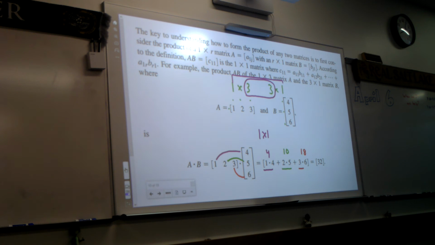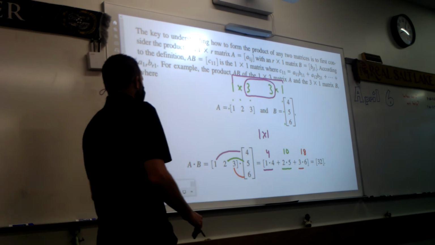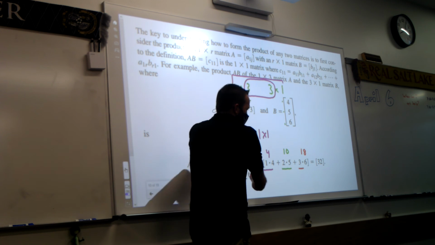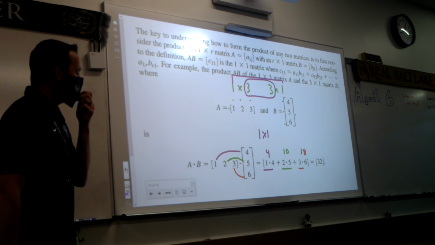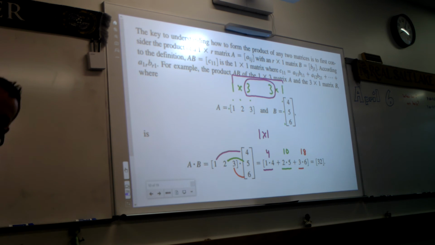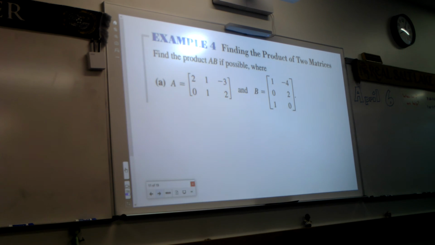That's how you would do matrix multiplication. The associated row kind of shifts over and multiplies by the column. Okay? Now, it takes a minute for this to sink in. Let's do a couple more examples, okay? Let's go to example 4 here.